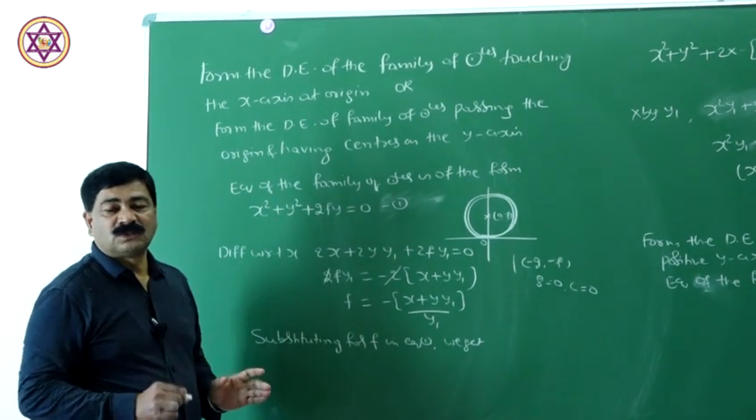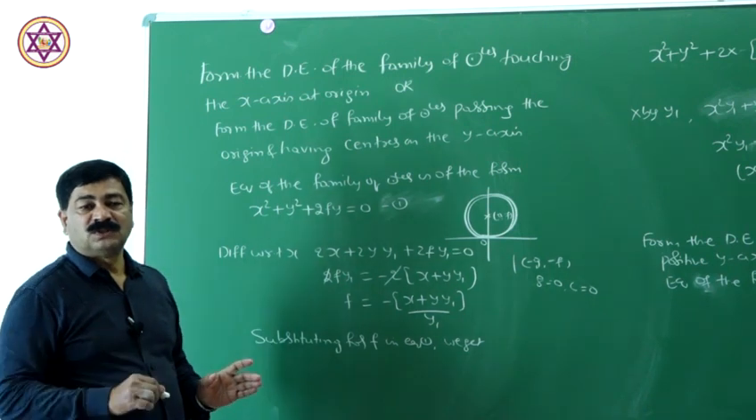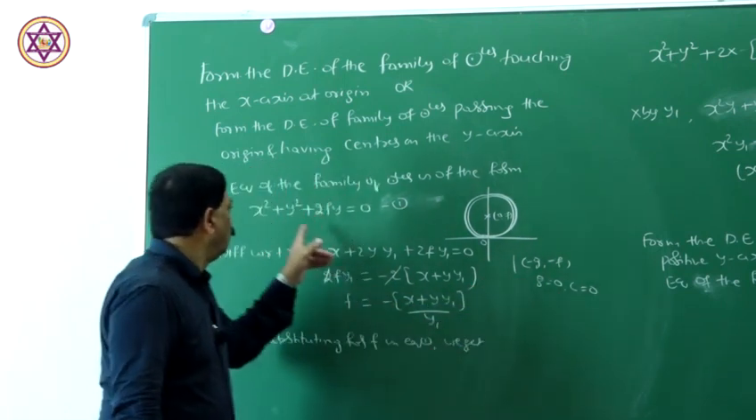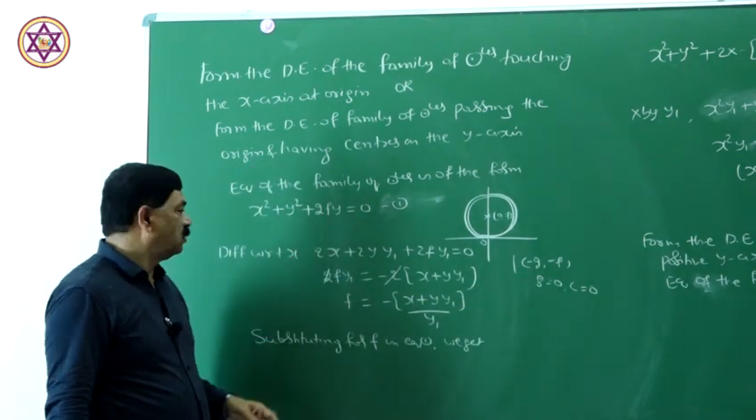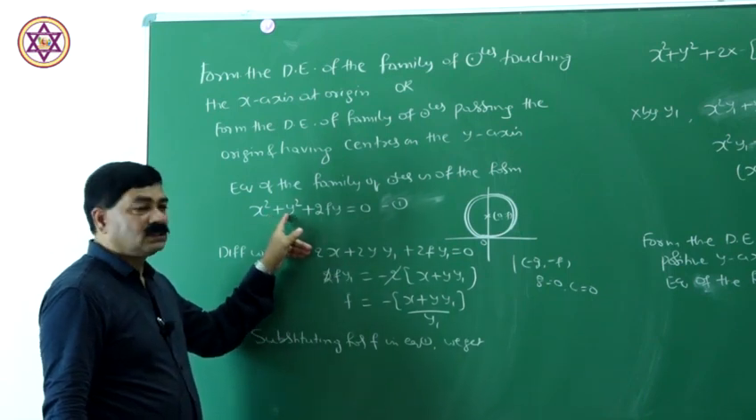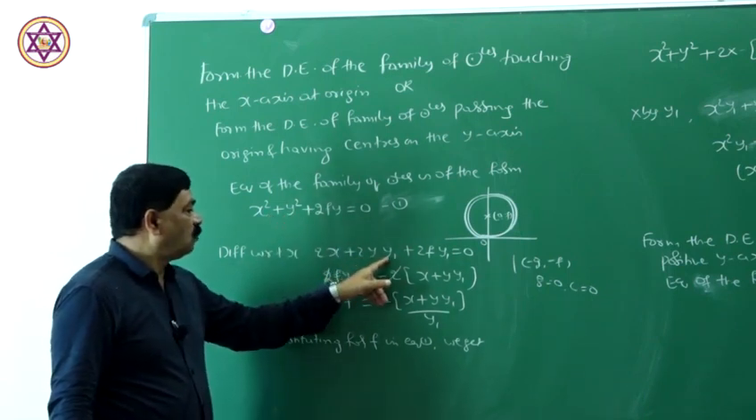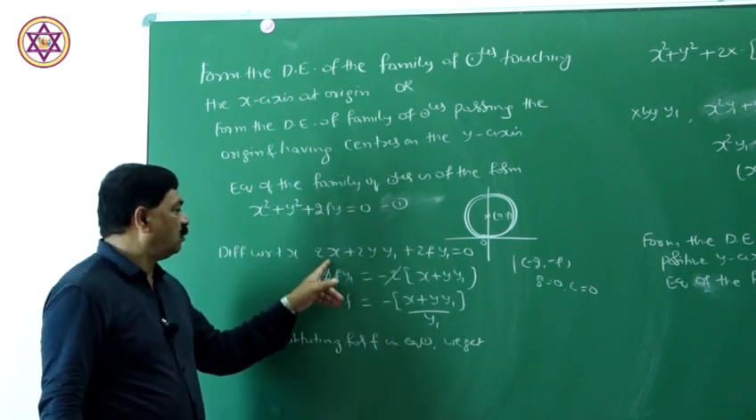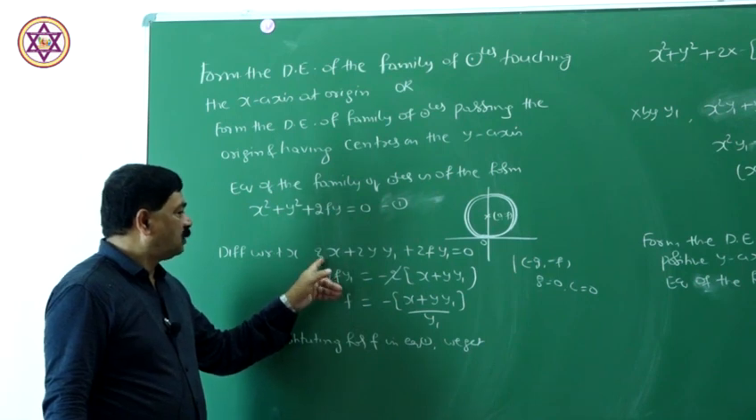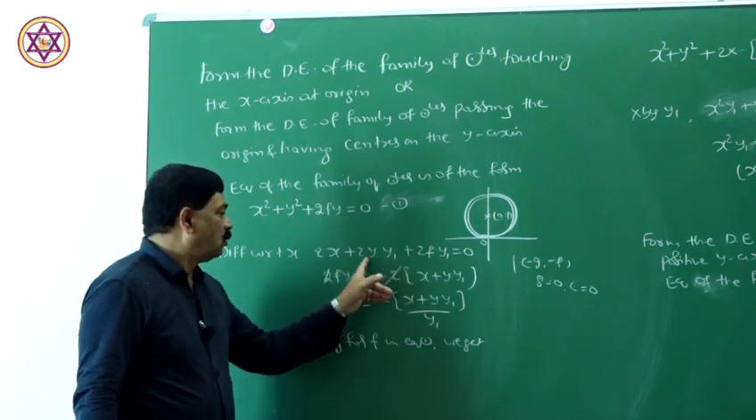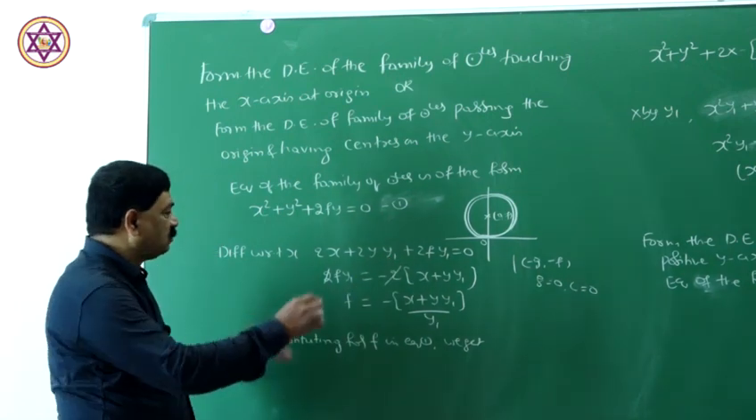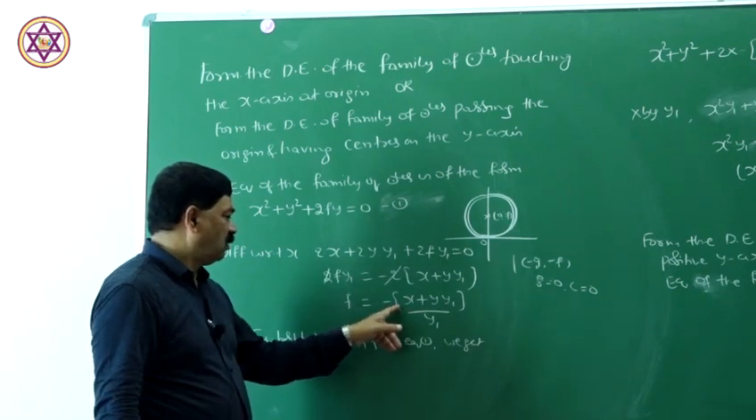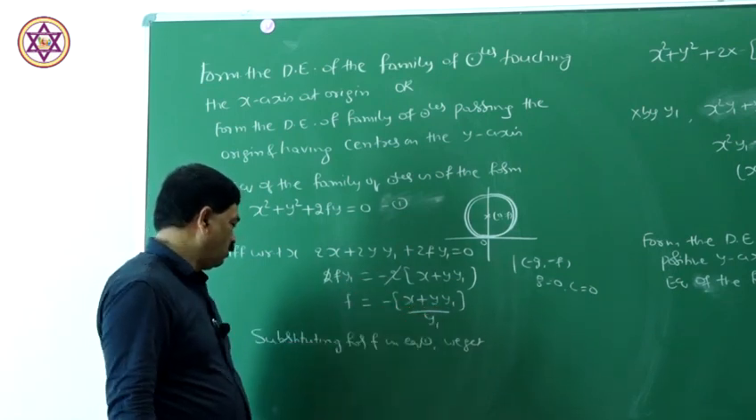Because we know that general equation of circle is x square plus y square plus 2gx plus 2fy plus c is equal to 0. If we take g is 0, c is 0, we get x square plus y square plus 2fy is equal to 0. Differentiate with respect to x: 2x plus 2y y1 plus 2f y1 is equal to 0. So 2f y1 is equal to, these two terms 2x and 2y y1 transfer from LHS to RHS, I am taking minus 2 common. So 2 gets cancelled. f y1 is equal to minus of x plus y y1, so f is equal to minus of x plus y y1 divided by y1.